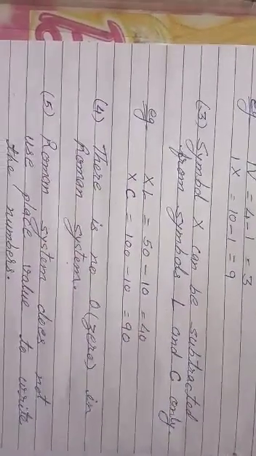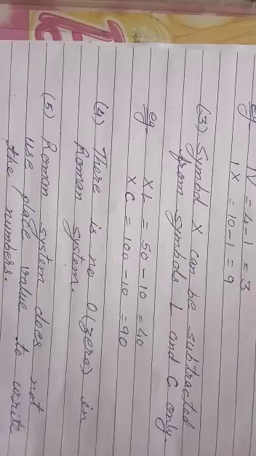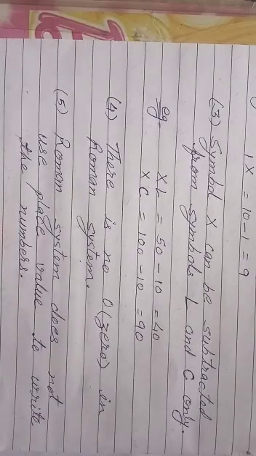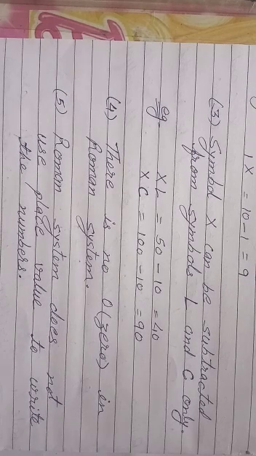There is no zero in Roman system. Roman system does not use place value to write the numbers. Children, watch the video carefully and learn the rules.